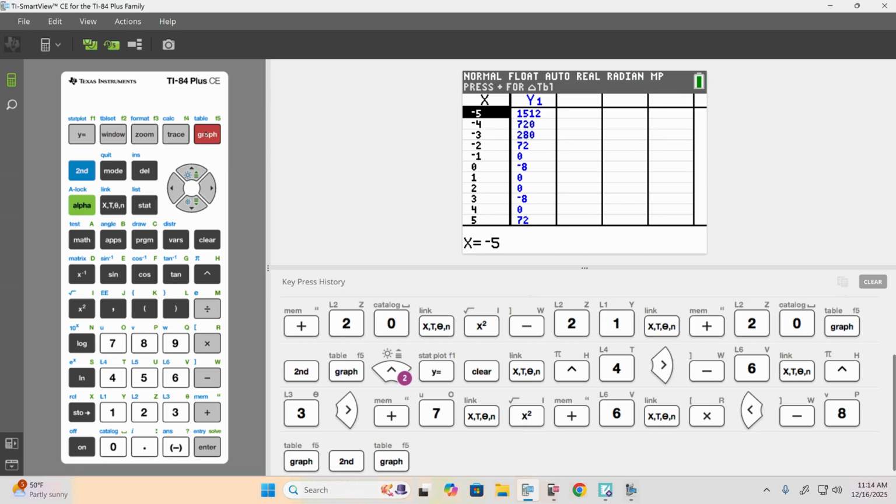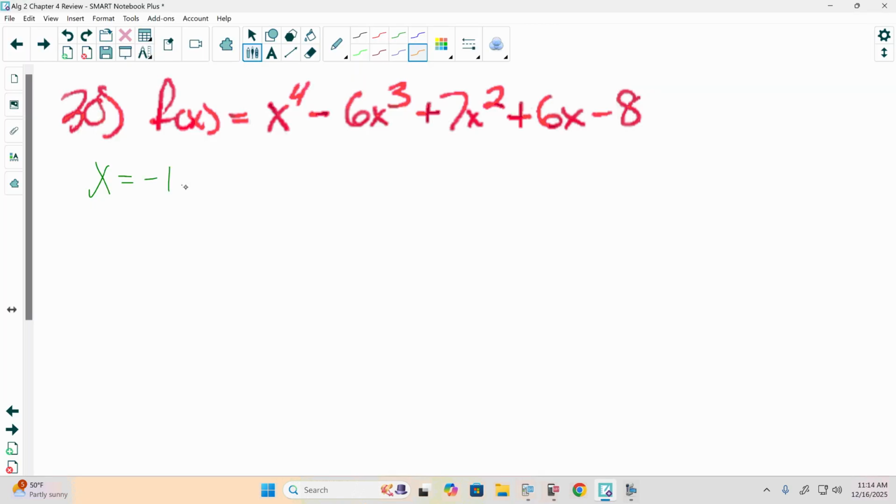Second graph. At 1, the y value is 0. At 2, the y value is 0 and 4. So it tells us -1, 1, 2. It tells us these here at -1, 1, 2, and 4. When x is these values, the y value is 0, yes?